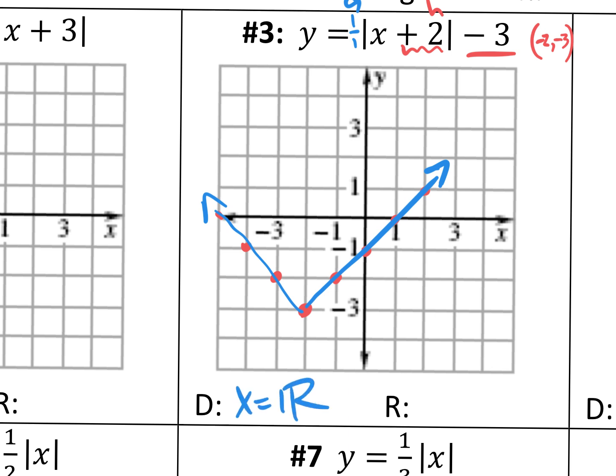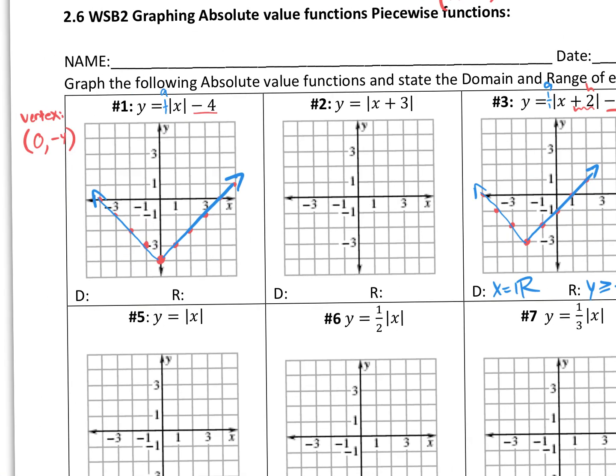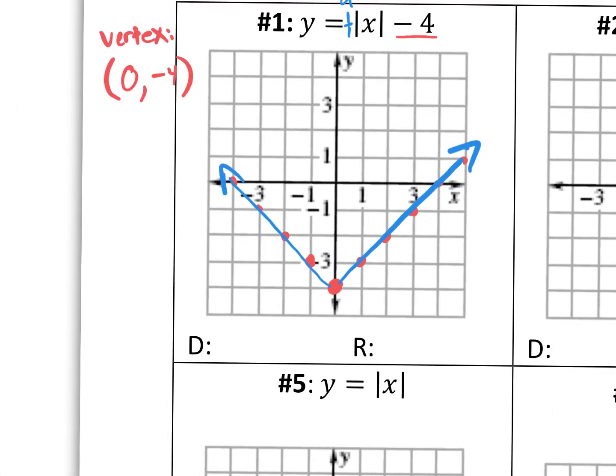And what's the range? The range are your y values. So what's the range here? Y is greater than or equal to that y value of -3. It's above the -3. So you have y is greater than or equal to -3. Hint, any absolute value function is going to have the domain x equals all real numbers.